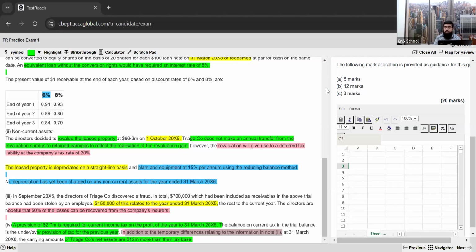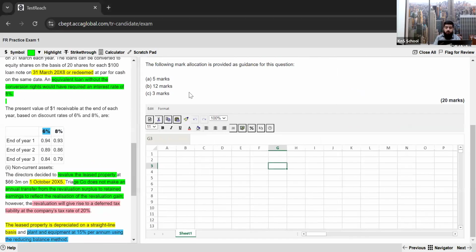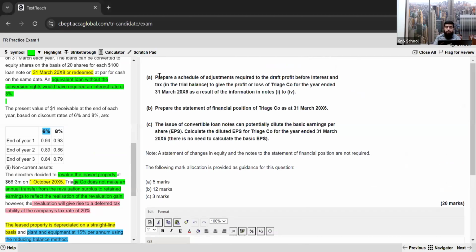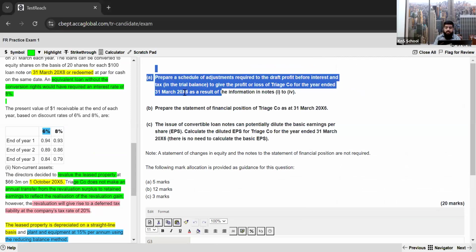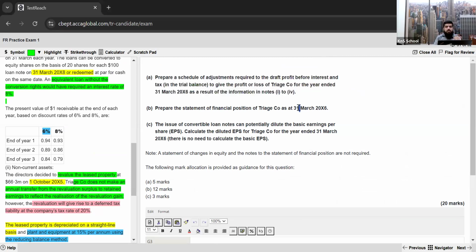Now let's read out the requirement of this particular question. First of all, you need to prepare a schedule for the adjustments required to draft the profit before interest and tax in the trial balance, and to give the profit or loss for the year ended after incorporating the information from 1 to 4. What you have to do is just calculate the adjusted net profit. That's it, in which you have to account for these 4 adjustments.